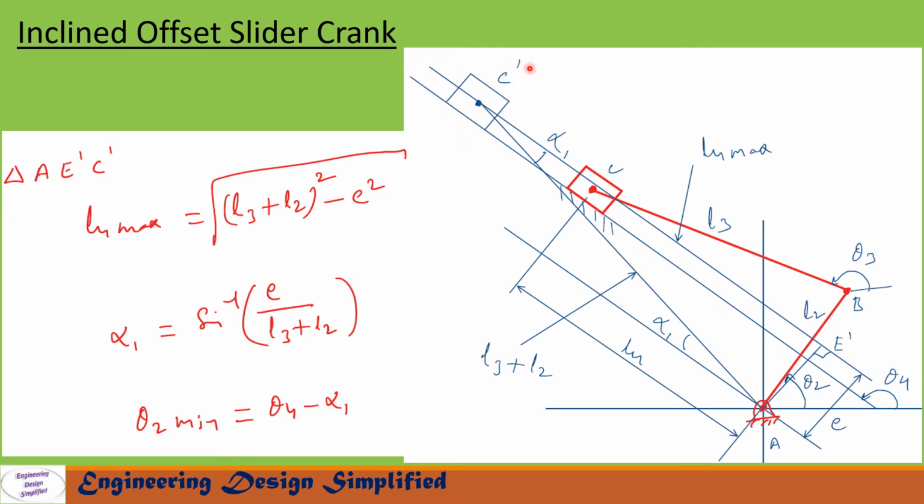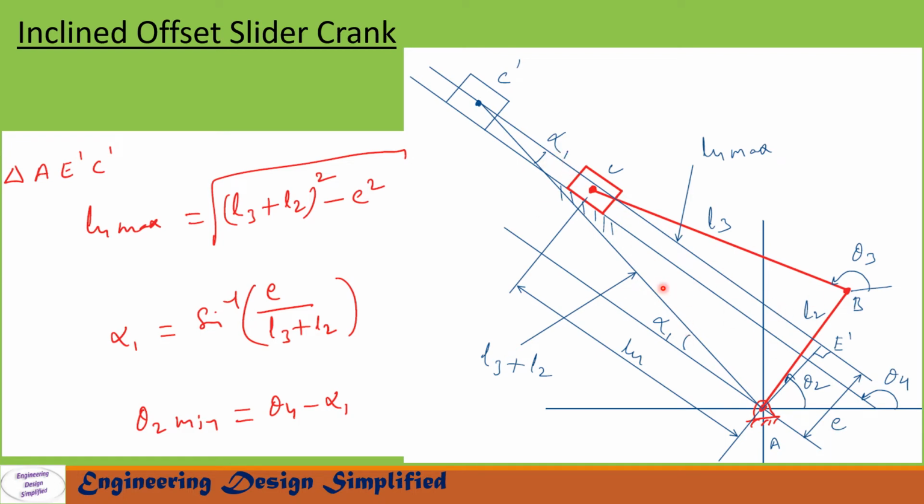We call that C prime, and we form a right angle triangle here, A, E prime and C prime. So in this triangle we have this length L2 plus L3 plus L2, and this length is E offset, and this angle, let us call that alpha 1.